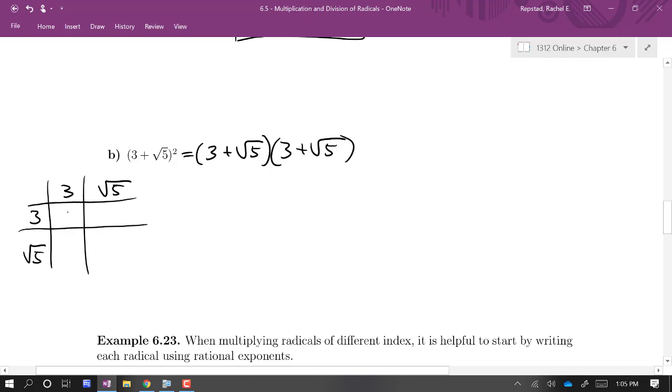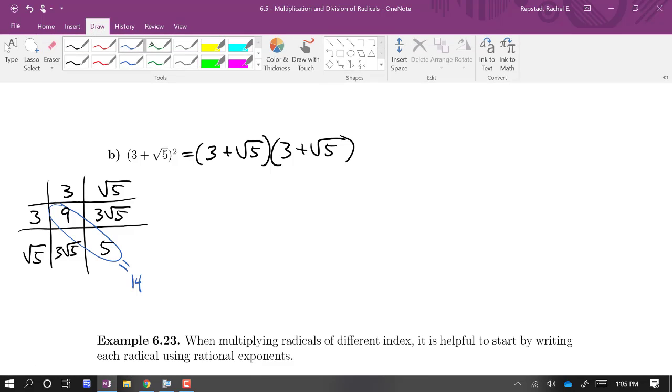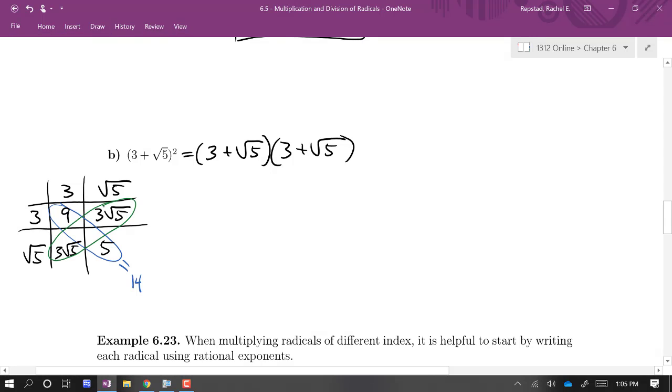So across the top row, I've got 9, 3 root 5, and 3 root 5 in the bottom row. Root 5 times root 5 is 5. So now we have like terms. In fact, we have like terms really on both diagonals. I've got my two constants here. That's 14. And then 3 root 5 plus 3 root 5 is 6 root 5. So this simplified result is 14 plus 6 times the square root of 5.